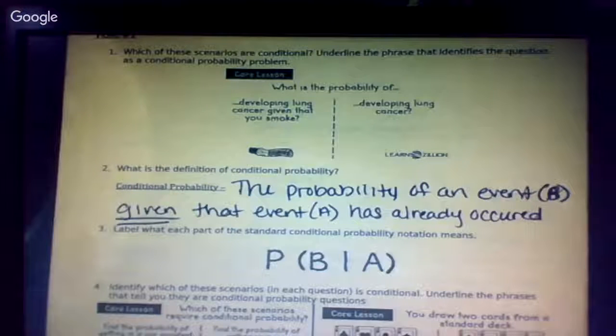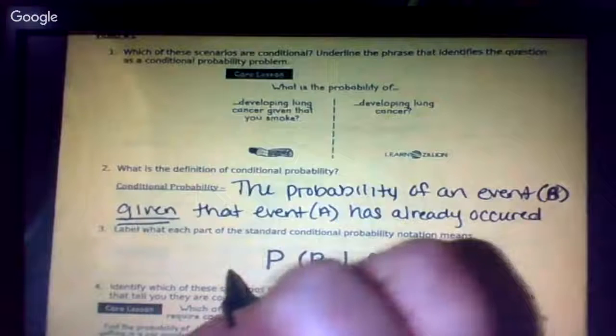Okay. So when we were doing probability before, you saw P, which represented probability. And then you would see an event in parentheses. So your event may have been, I don't know, rolling a 1 on the side of a die. Okay? That is just singular probability. Now that we're looking at conditional, this P still represents probability.